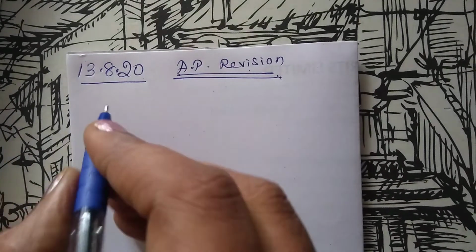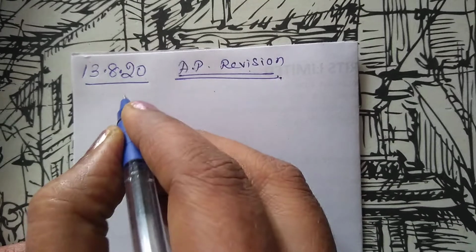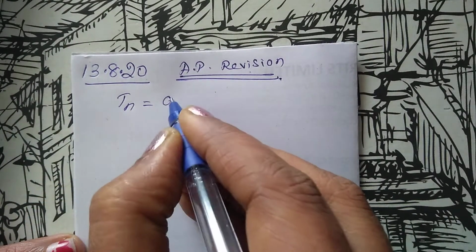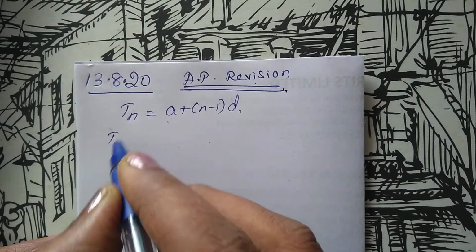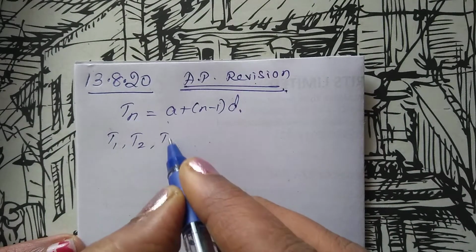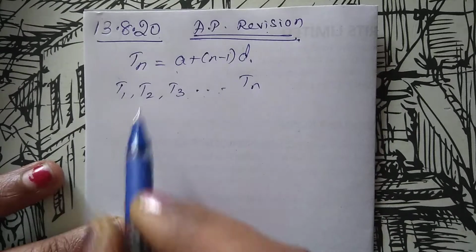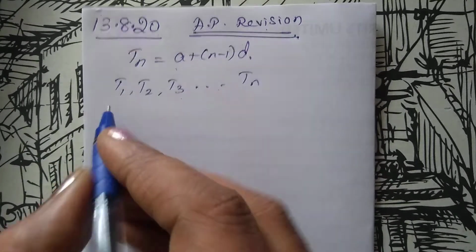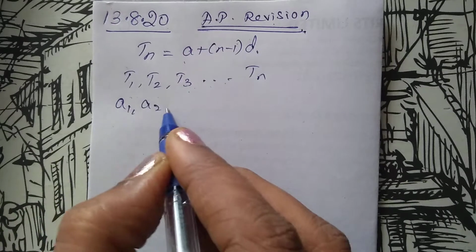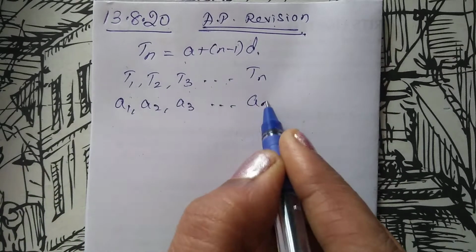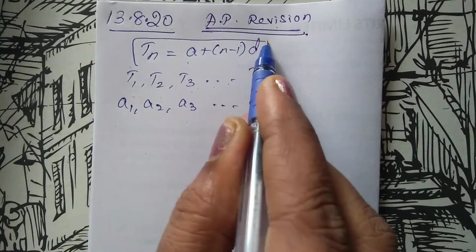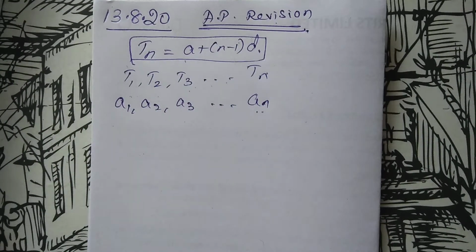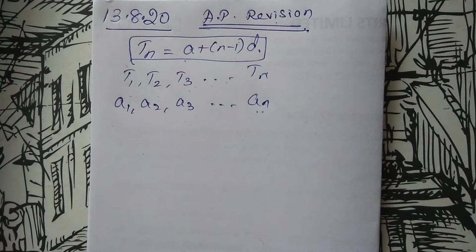we know in the last class we discussed what an AP is. So Tn is a plus n minus 1 into d, where a is the first term. The AP looks like this in terms of t1, t2, t3 up to tn, which you could have learnt as a1, a2, a3 up to an. Now this tn, the last term, can be found as tn is equal to a plus n minus 1 into d.